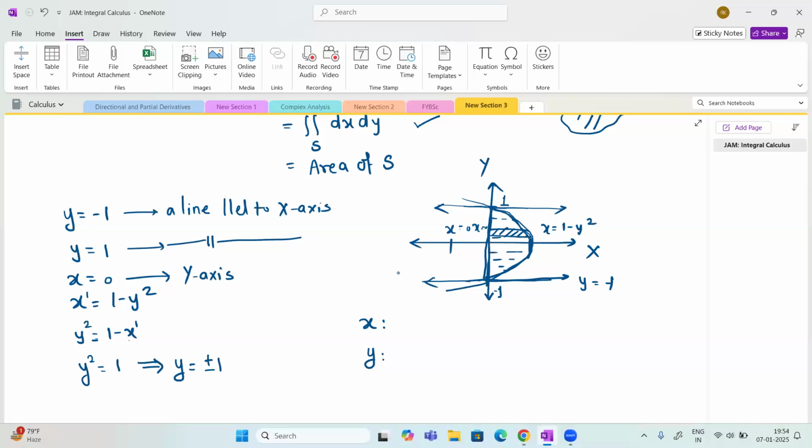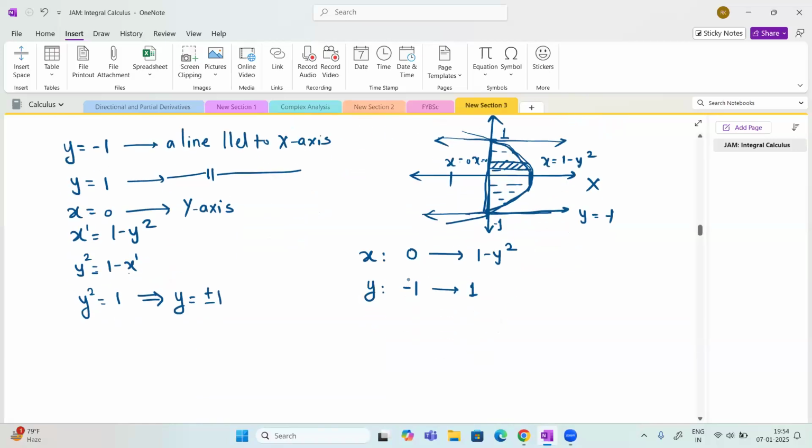So generally what we do when you have a strip bounded below and bounded above, right? Strip bounded below by x is equal to 0, strip bounded above by x is equal to 1 minus y square. So can anyone tell me the limits of y now? Minus 1 to plus 1. Exactly, minus 1 to plus 1. Very good, very good.